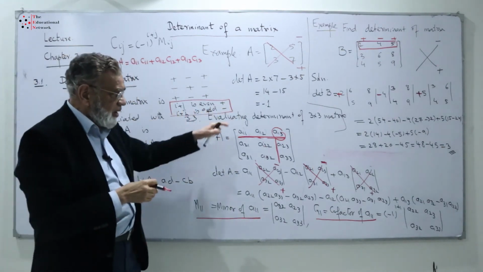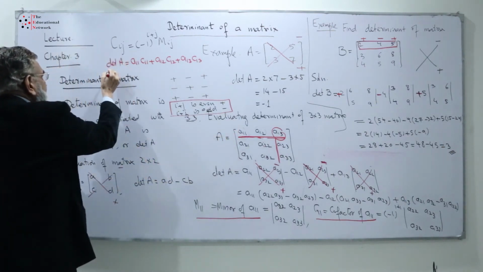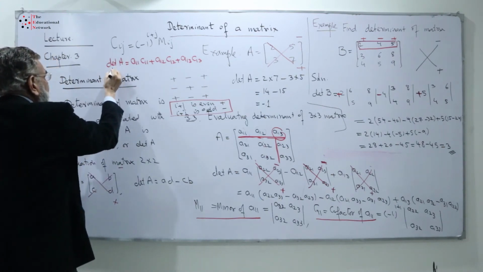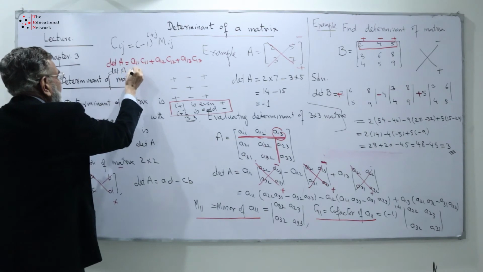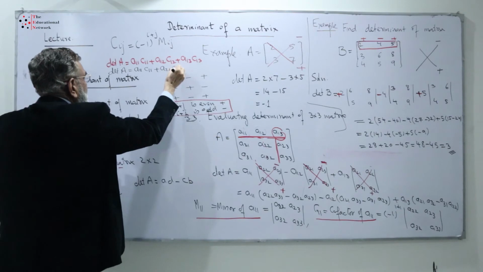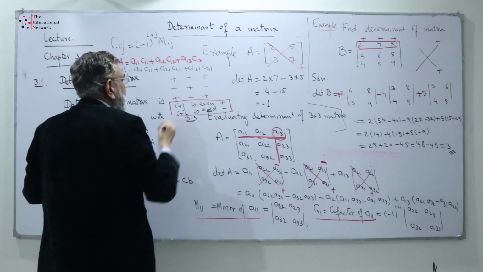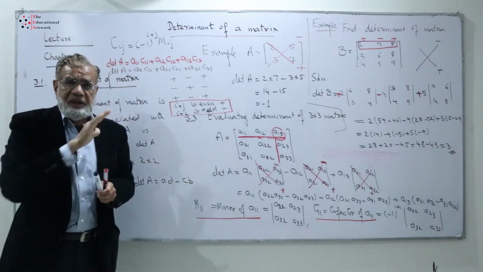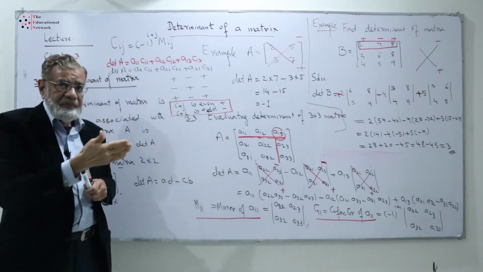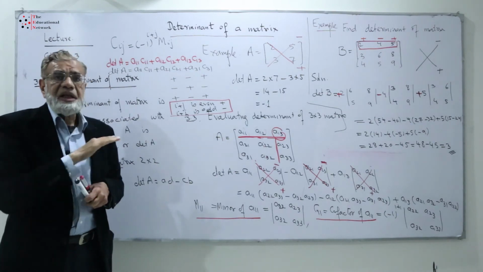Similarly, I can open this one by the first column. If I open it from first column, I can write here my determinant of A will be equal to A11, C11 plus A21, C21 plus A31, C31. So very interestingly, the result will be the same. You open from any row, if you are taking the first row or first column, or we say from any row, from any column, we calculate our determinant, the value is same.